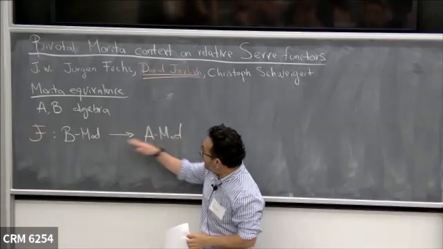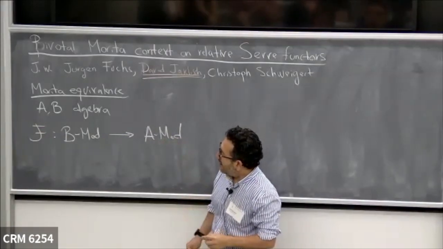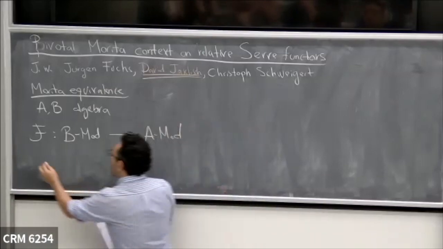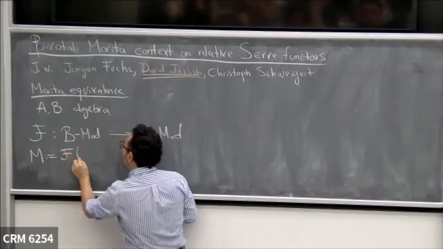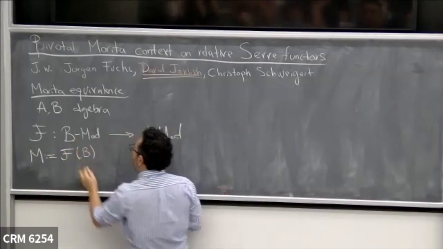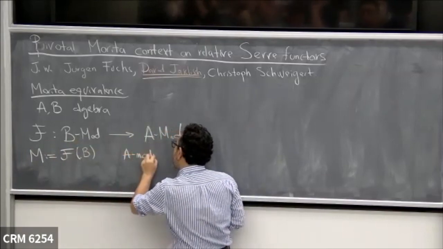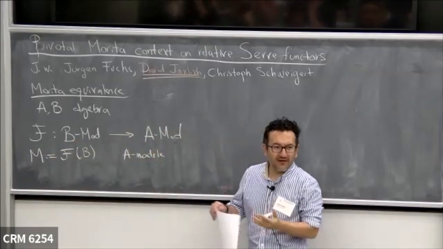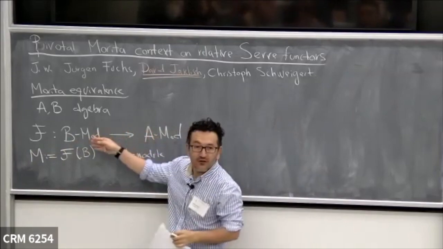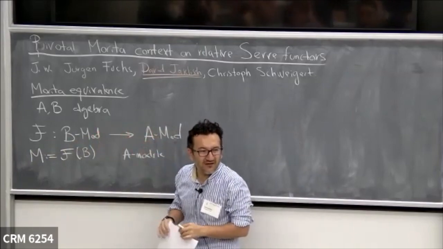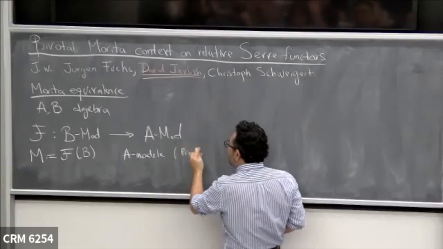And if you have such an equivalence of categories, then you have a particular object here. Let me call this M. It's the image of the regular module, and of course it's an A-module. But really, it's a little more than that, because, for example, this is a projective generator of the category. So it has some special properties that are not too important here, but let's say that it's a special object.